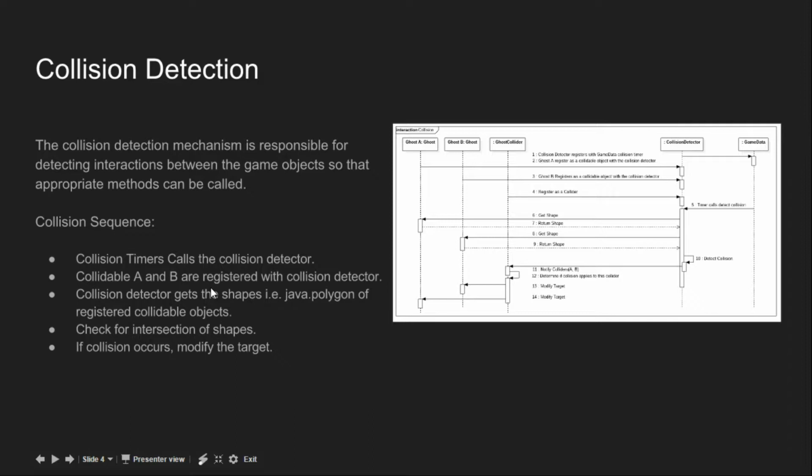Now let me explain how the collision sequence works. The collision timer calls the collision detector, which is the main algorithm. The collidables A and B are registered with the collision detector. Then the collision detector gets the shape, that is a Java polygon, of the registered collidable objects. Then it checks for the intersection of the shapes. Once the intersection is detected, if a collision occurs, then it modifies the target.